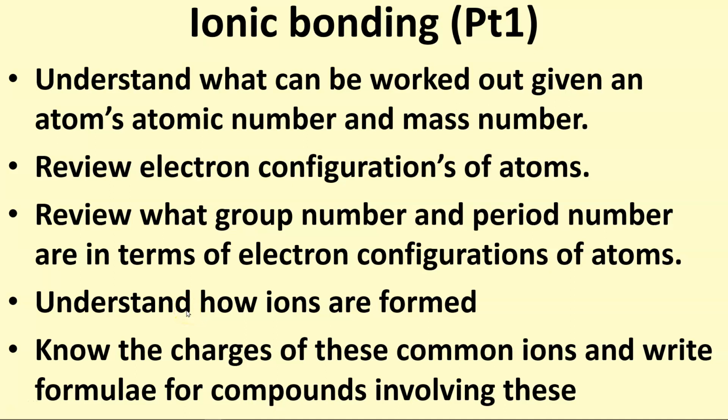This tutorial reviews what can be worked out given an atom's atomic number and mass number, also the electron configurations of atoms, reviewing what group number and period number are in terms of electron configurations of atoms, understand how atoms form ions, and to know the charges of common ions and be able to write formulae for compounds involving these.